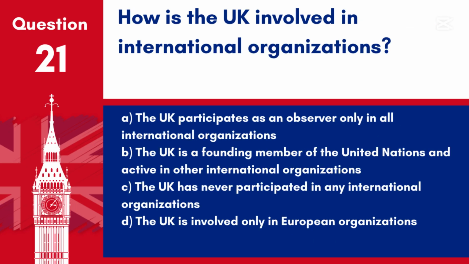Question 21. How is the UK involved in international organisations? A. The UK participates as an observer only in all international organisations. B. The UK is a founding member of the United Nations and active in other international organisations. C. The UK has never participated in any international organisations. D. The UK is involved only in European organisations.